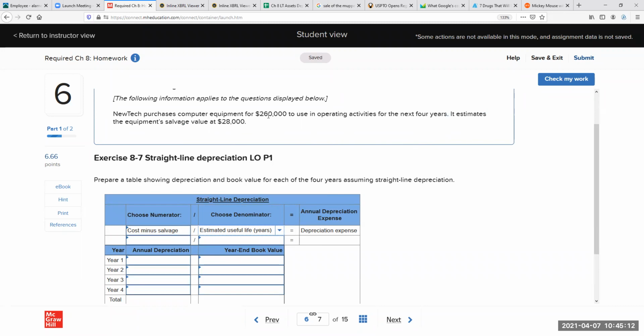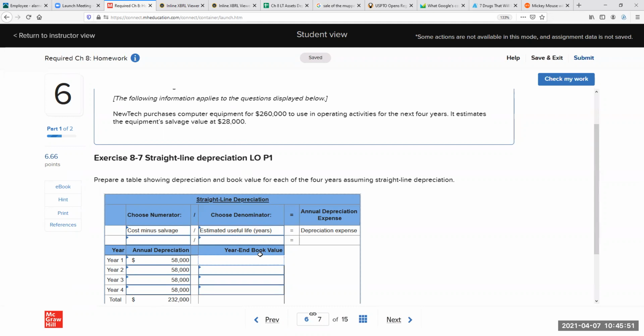So in our case, it'd be 260 minus 28, which is 232. And useful life is 4, right? Oh, it wants to know the year-end book value. So 232 is what we depreciate, divided by 4 is 58. Now let's make sure everybody understands: 58 every year, 58 every year, 58 every year, right? And that has to add up. The 4 years add up to 232, which is 260 minus the salvage.